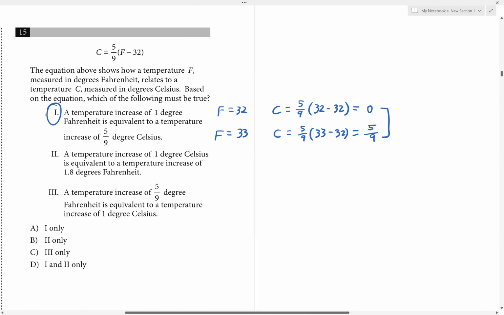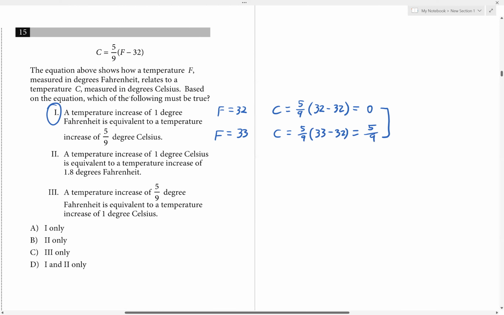The 5/9 is the slope, since it is multiplied in front. The slope tells us, as the x value increases by 1, how much the y value changes. For our equation, the x value is like the Fahrenheit temperature. So the slope tells us that as the Fahrenheit increased by 1, the Celsius temperature had to increase by 5/9, because that's what the slope is. So statement 1 is a correct statement.